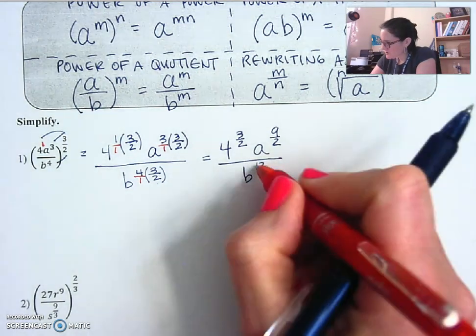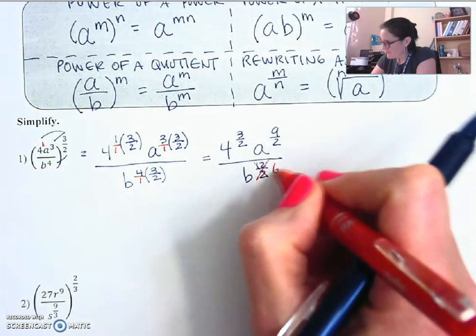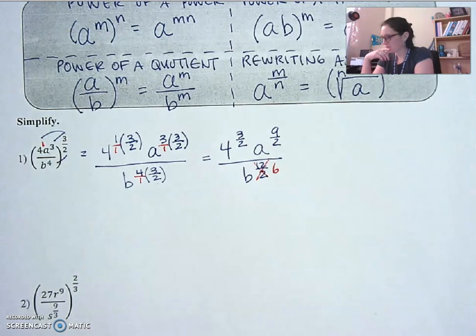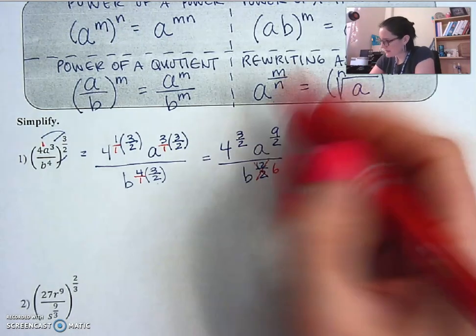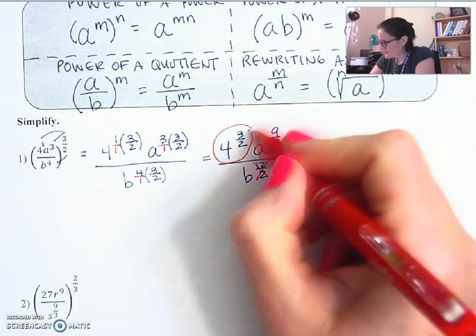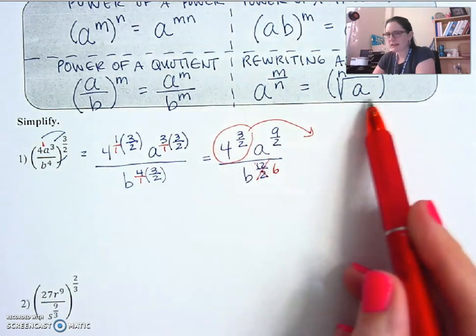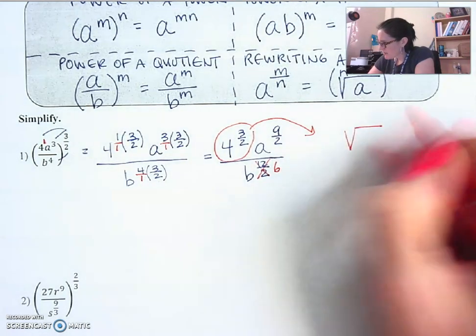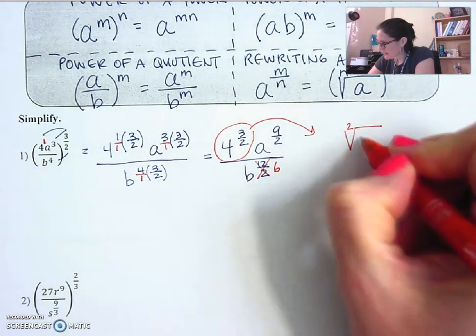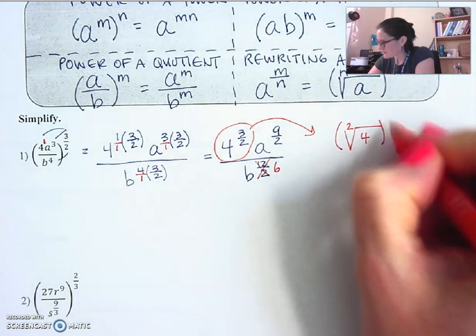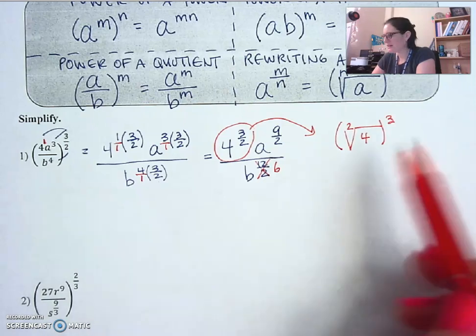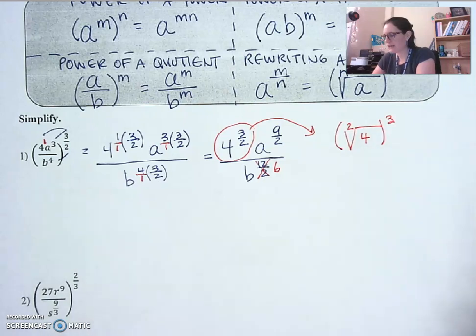Now this 12 over 2 simplifies to 6, and none of the other fractions simplify. So now what I'm going to do is look at this 4 to the 3 halves, and I'm going to come over here and rewrite that in radical form. So my root is 2, my base is 4, my power is 3. Now this is a skill we've already been practicing, but what we haven't done is simplify it from here. So we're going to do that today.